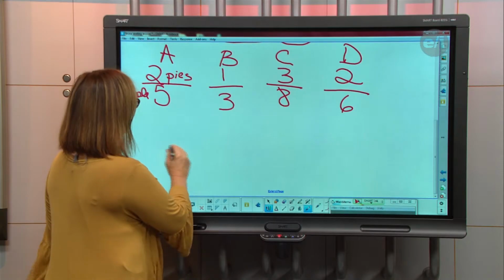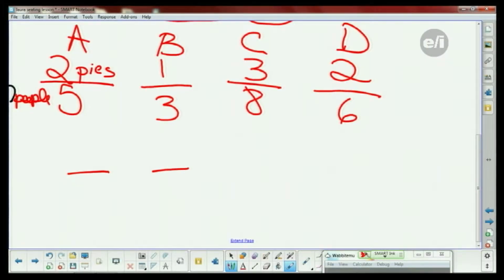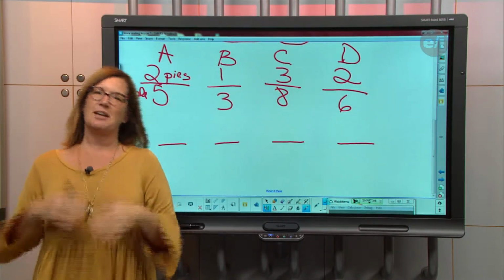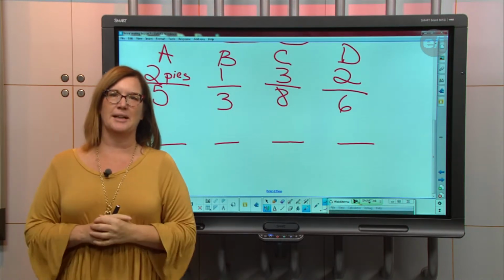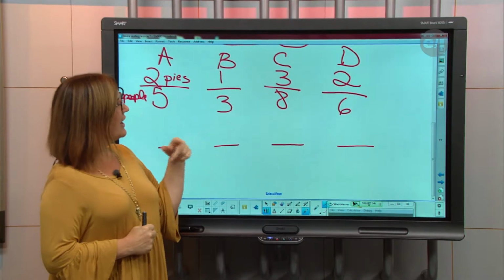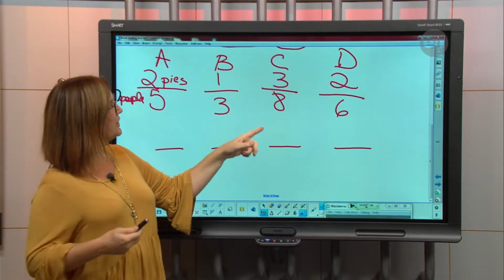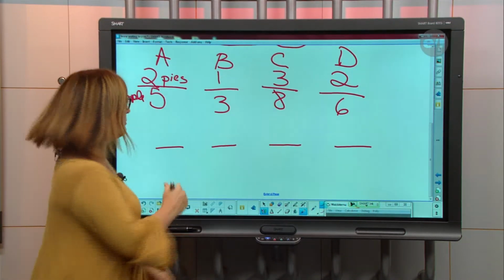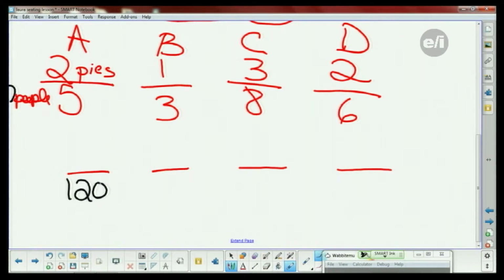So I need to think of a number that 5 goes into, 3 goes into, 8 goes into, let's switch colors, and 6 also goes into, okay? So I know off the top of my head, because I've already done this, that 120 is the number that they all go into. 5 times 6 is 30, which will go into 120. So all these numbers go into 120. So I'm going to put 120 on the bottom so that we all have the same common denominator.